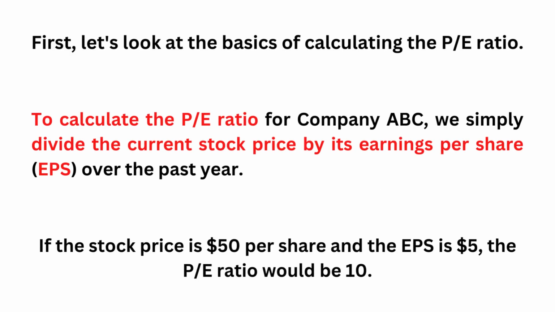First, let's look at the basics of calculating the P/E ratio. To calculate the P/E ratio for company ABC, we simply divide the current stock price by its earnings per share, EPS, over the past year. If the stock price is $50 per share and the EPS is $5, the P/E ratio would be 10.